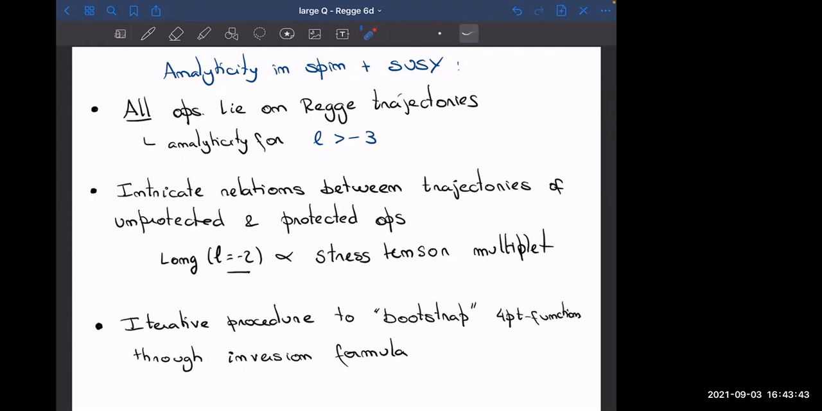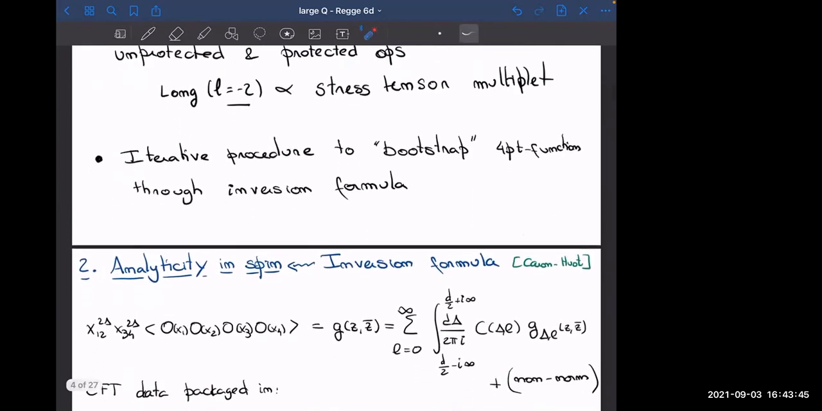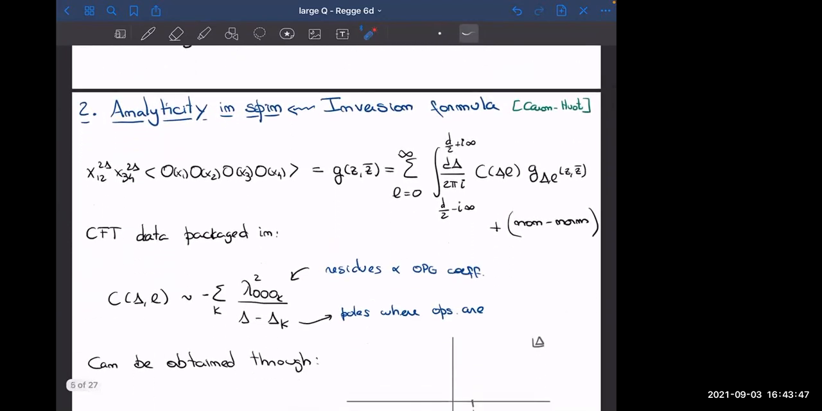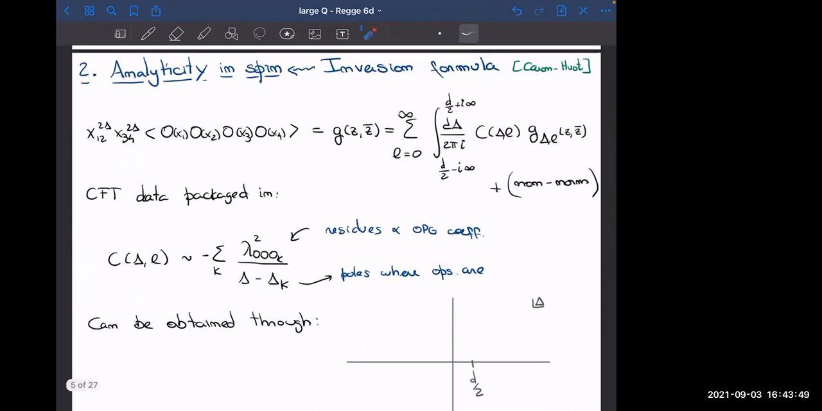So this was a quick highlight, but now I will put in the details. I will start by reviewing the analyticity in spin, the work of Simon Caron-Huot. For this, no supersymmetry is needed yet. And the idea of the story is to obtain an inversion formula for the OPE.